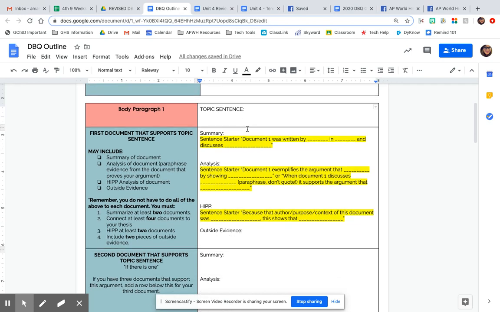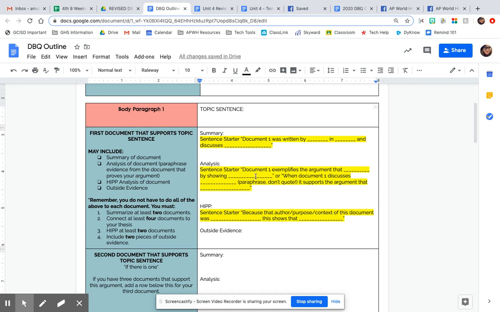So remember, the way this is going to work is you have your topic sentence, and then you're going to discuss the first document that supports that argument. So if your DBQ is about proving that the sky is blue, then you would use the first document that you can use to support the argument that the sky is blue. The first thing you would do is summarize the document.